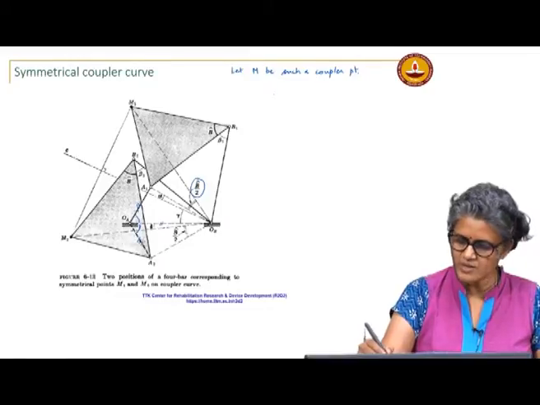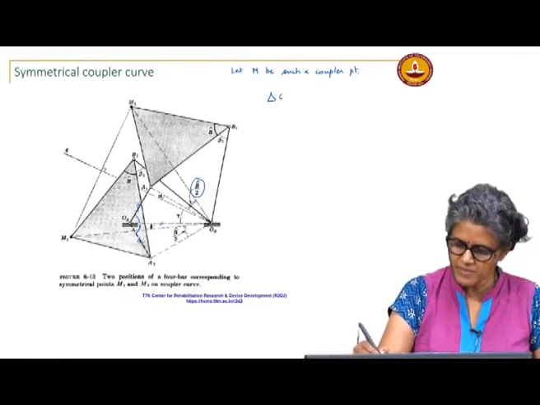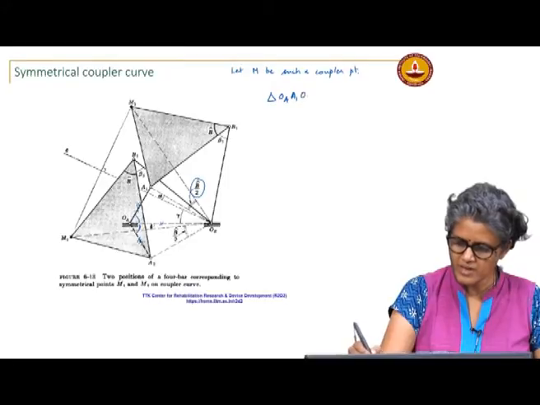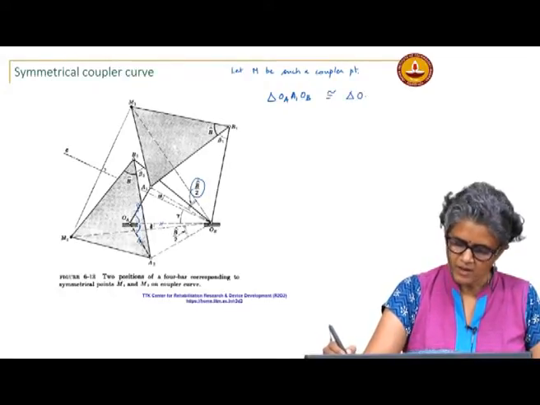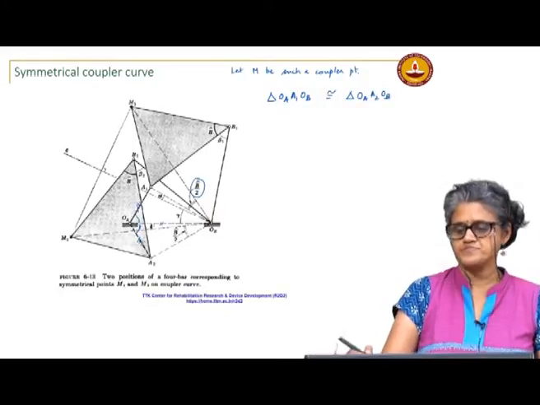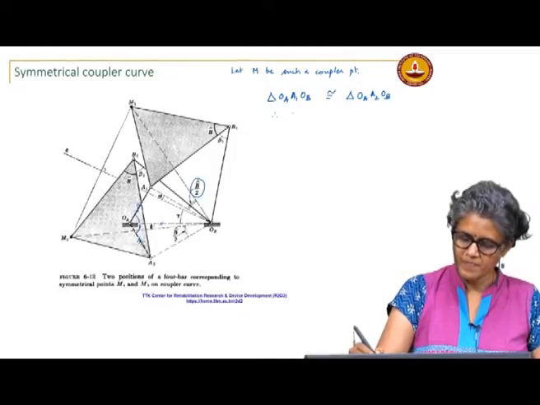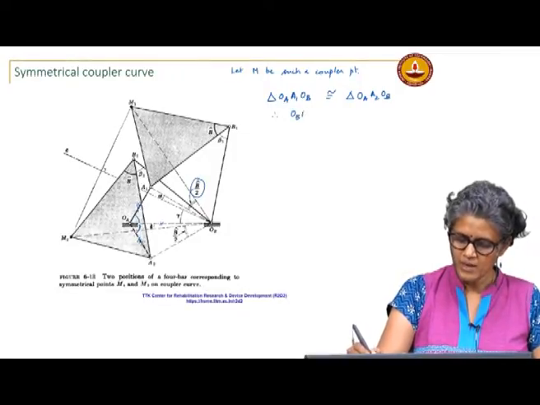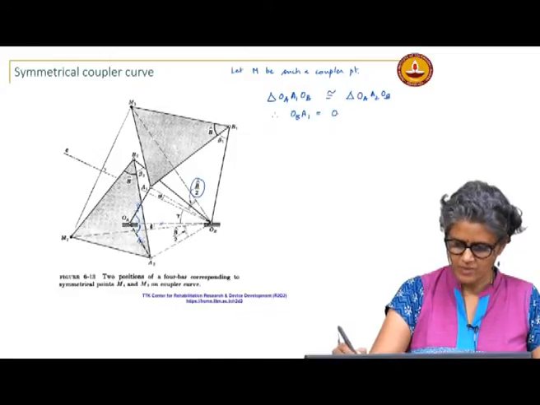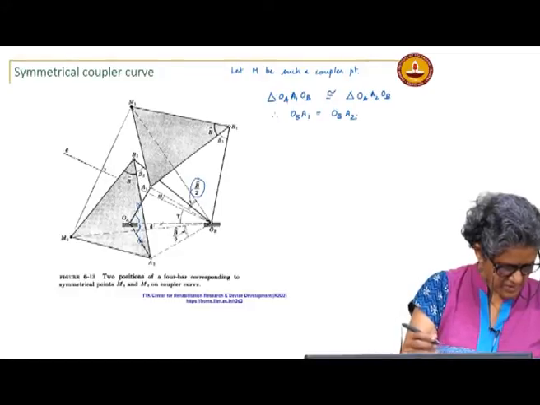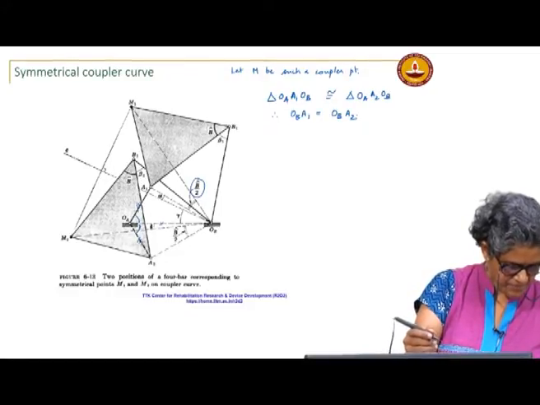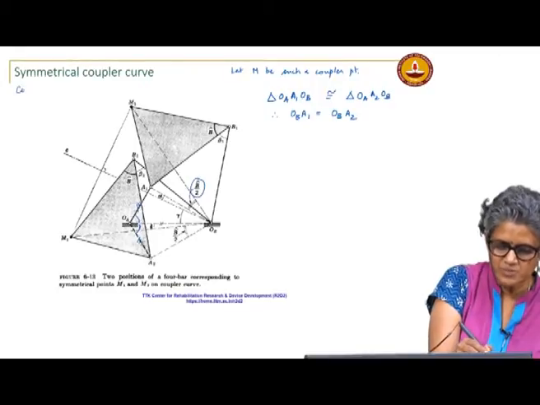Okay, first let me do it systematically. I look at triangle OA A1 AB, which is congruent to triangle OA A2 OB. Therefore, I have OB A1 equal to OB A2. So these are two positions, A1 and A2, which are symmetrical. I am considering the linkage because that is important.